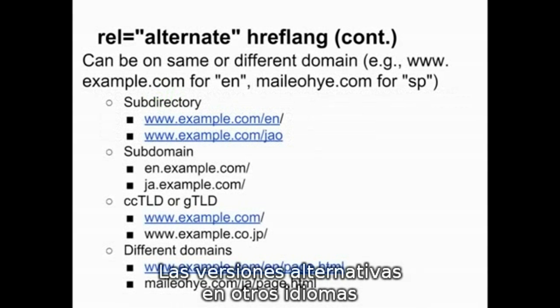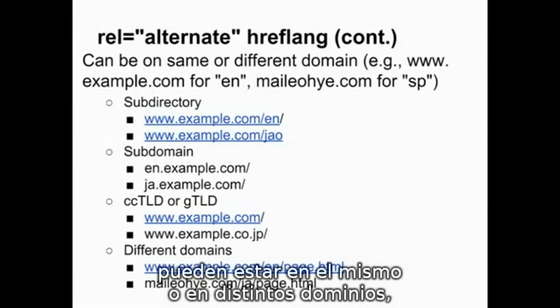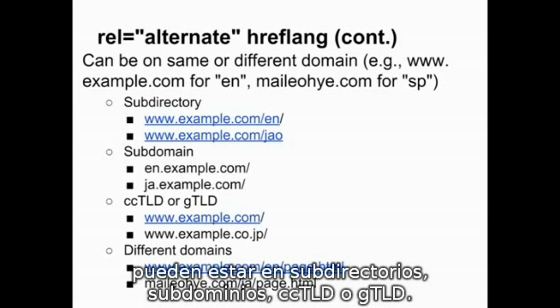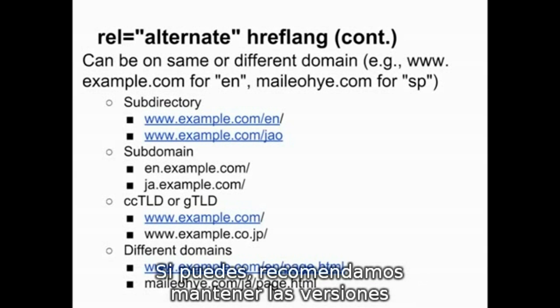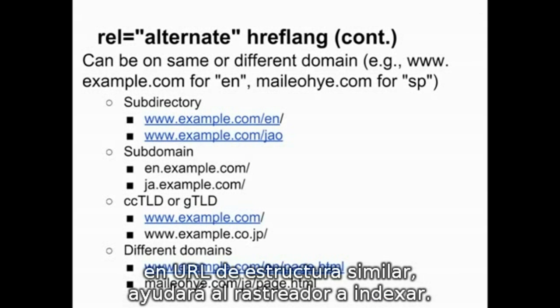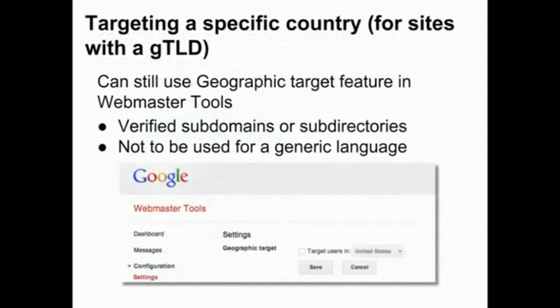The alternate language versions can be on the same or different domains. They can be on different subdirectories, subdomains, ccTLDs, or gTLDs. If you have the option, however, we recommend keeping the alternate versions in a similar URL structure, as that will aid our crawling and indexing heuristics.